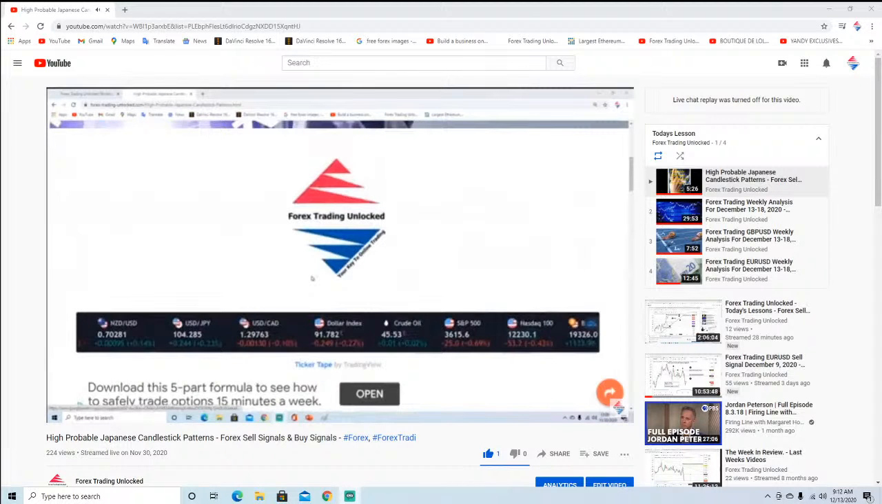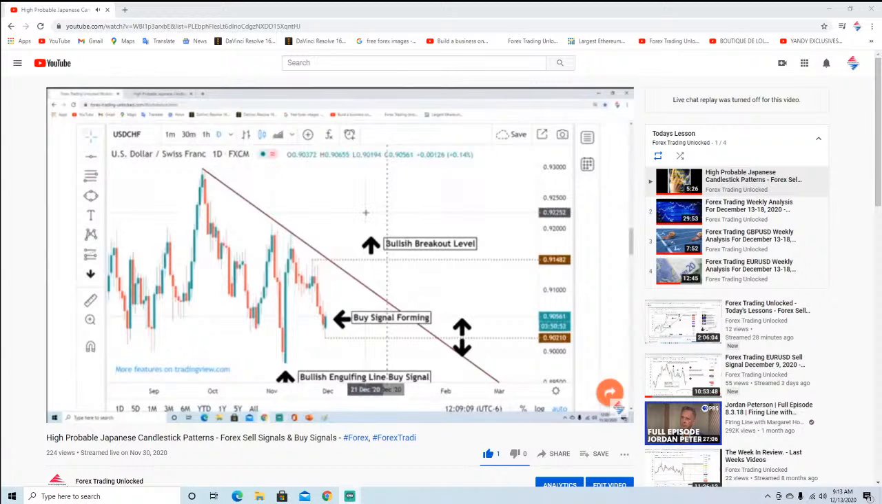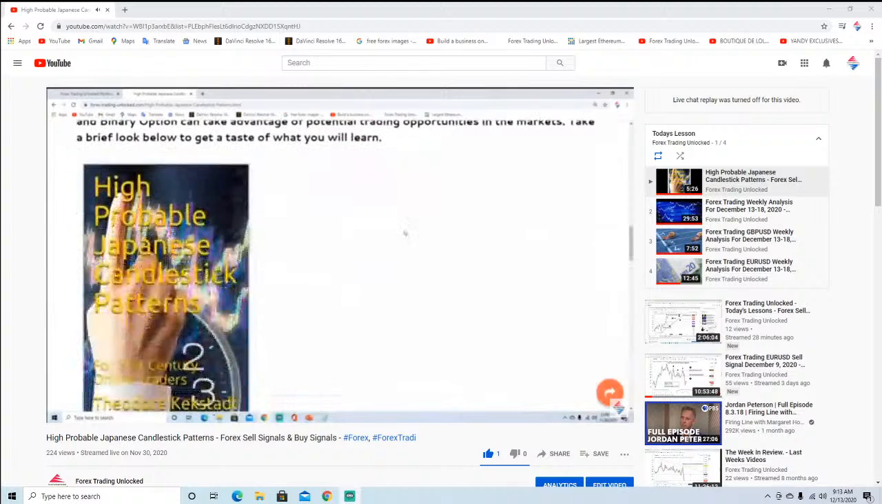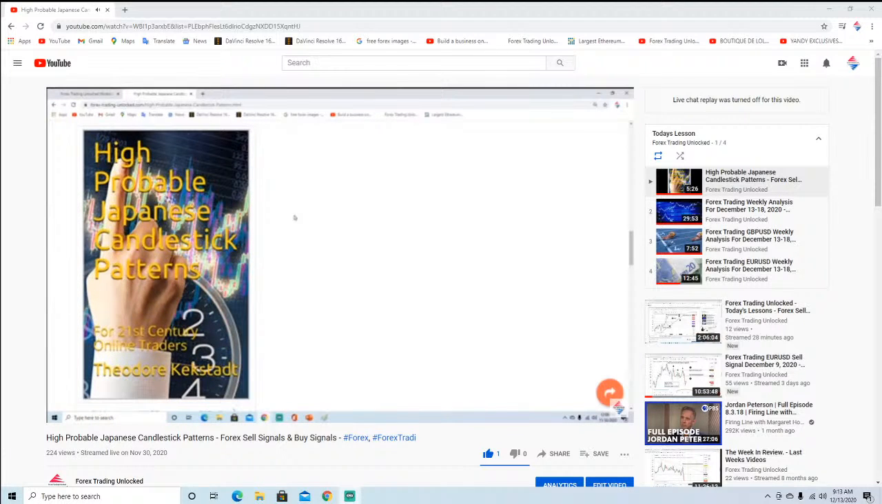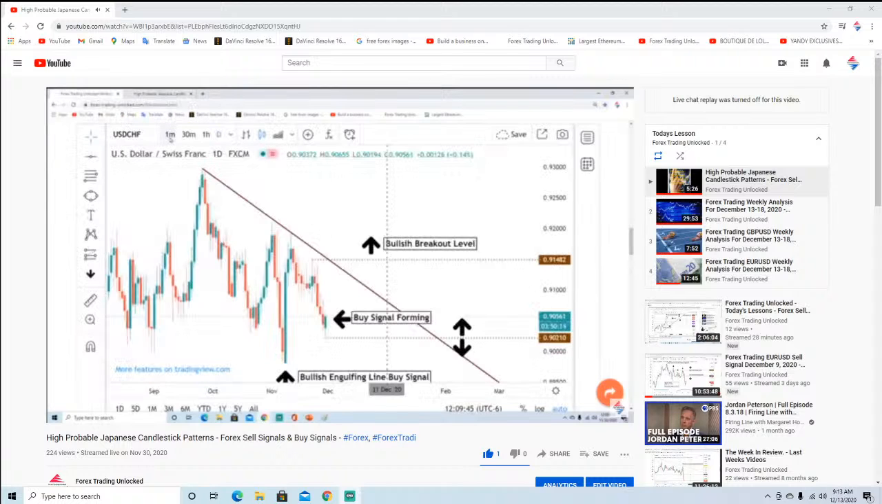One of the reasons you want to read this book is so you can learn how to trade these signals. If you look at the US dollar Swiss chart from recently, we had a bullish engulfing line buy signal that occurred back on November 9th. We also have a buy signal forming today. The trading day is not over yet, but if this market settles where it's at or higher, that would complete either a piercing line or another bullish engulfing line buy signal. If you want to learn how to trade these buy and sell signals, go back to our web page, access High Probable Japanese Candlestick Patterns, preview it, and start learning how you can actuate these trading signals.